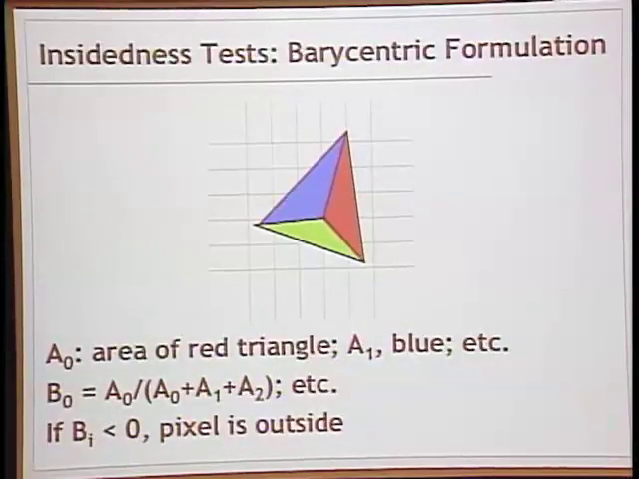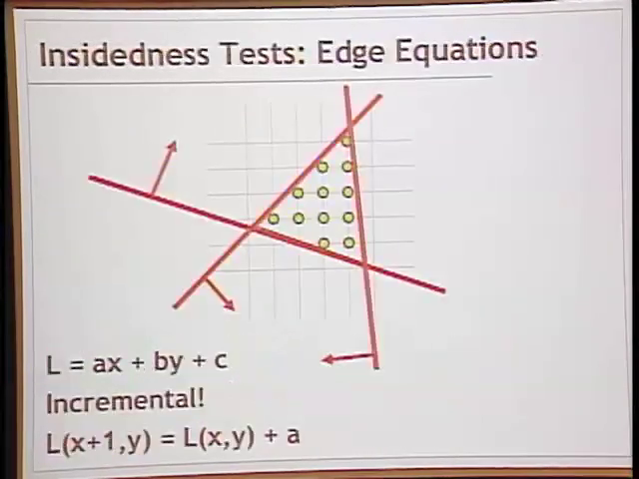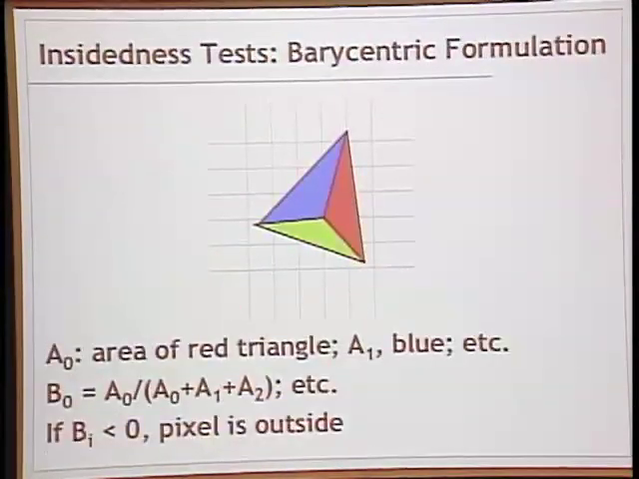Now we have two sets of rules, both of which are going to give us the same result. We have edge equations, and we have this barycentric formulation, and they're going to tell us if a particular location is in a triangle or not. The first thing we did is figure out the rules, what's the math for telling if it's inside a triangle. The next thing we have to do is figure out how we visit pixels to determine if they're inside the triangle or not.